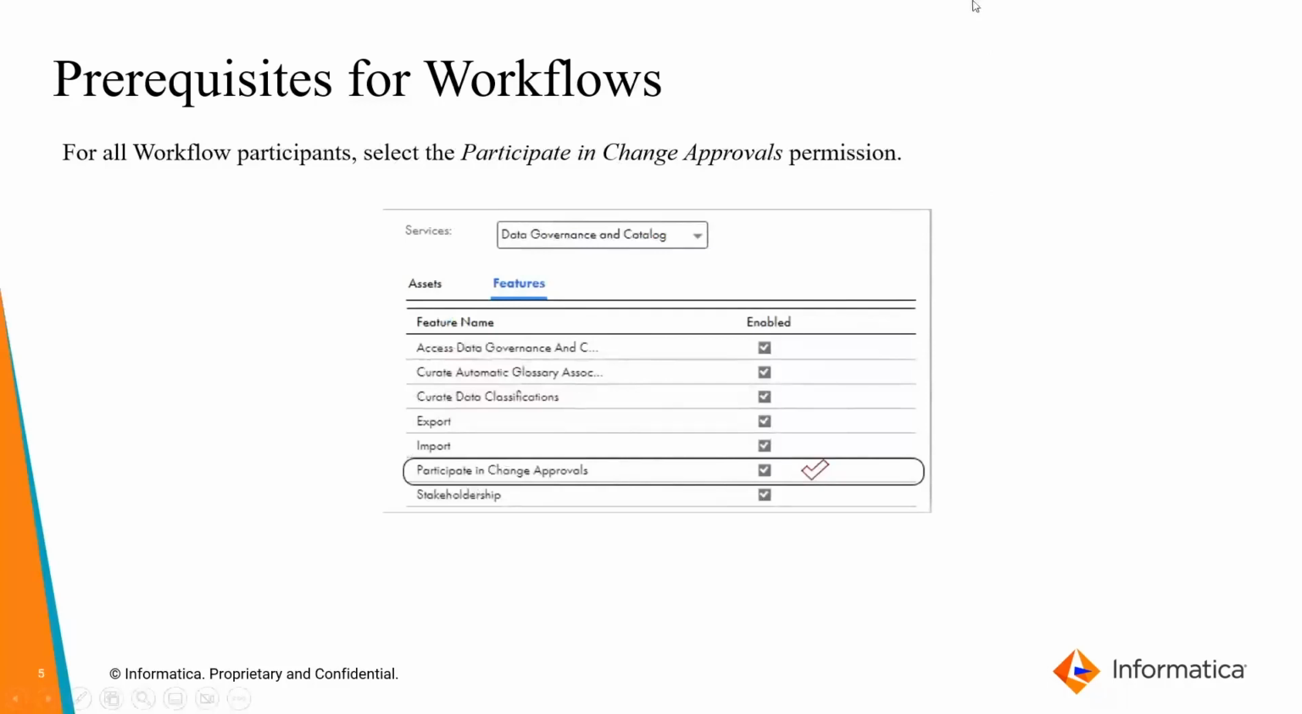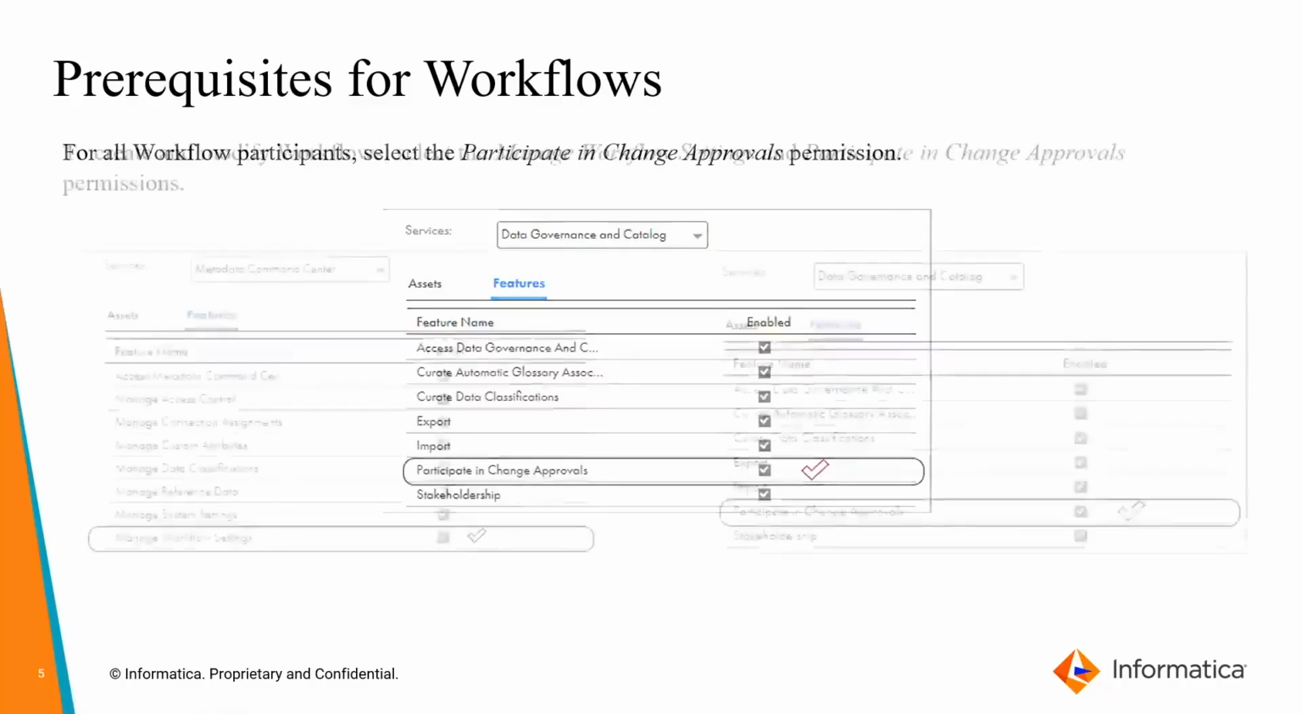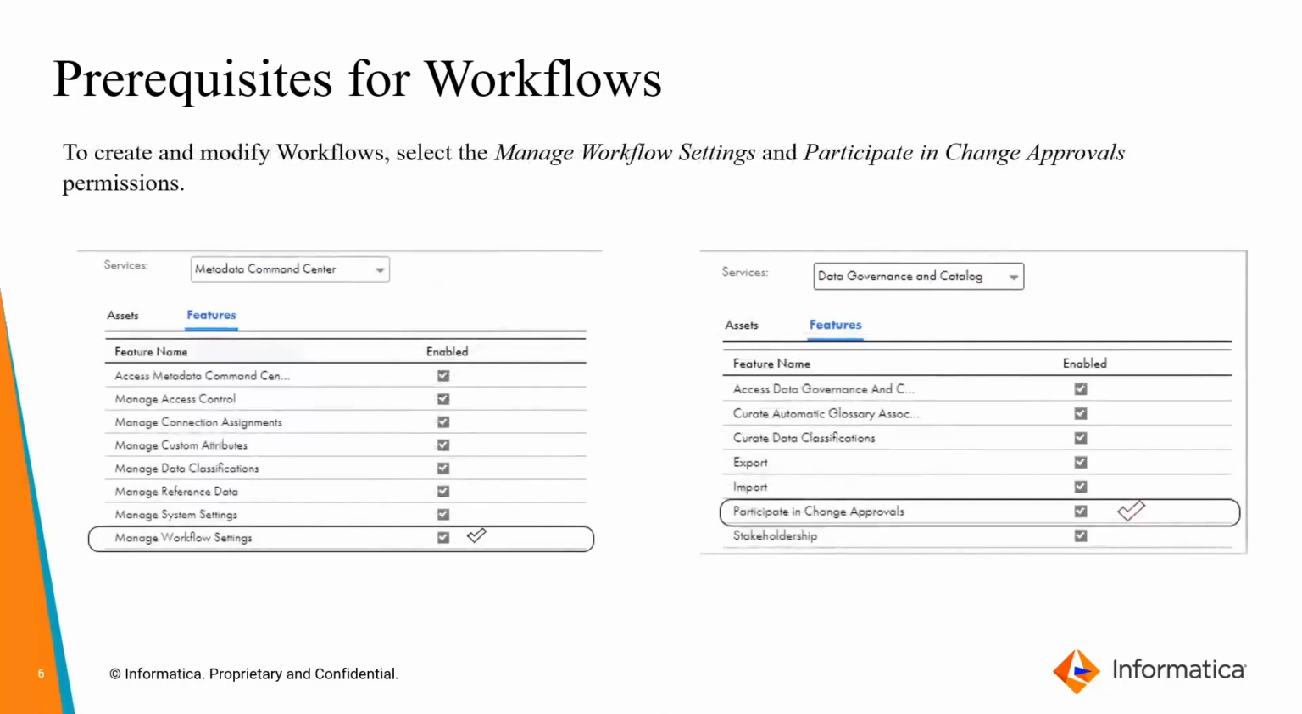For all workflow participants, select the participate in change approvals permission under data governance and catalog service. To create and modify workflows, select the manage workflow settings permission under metadata command center service and participate in change approvals permission under data governance and catalog service.